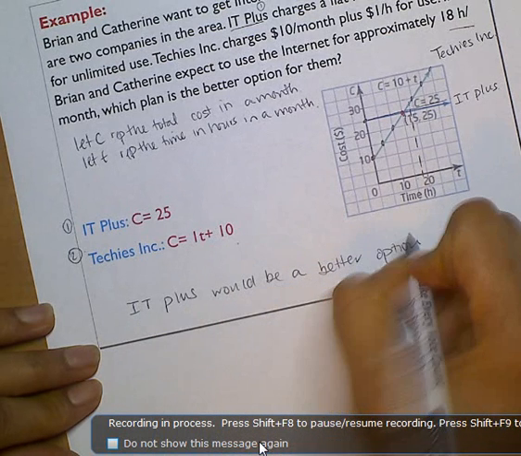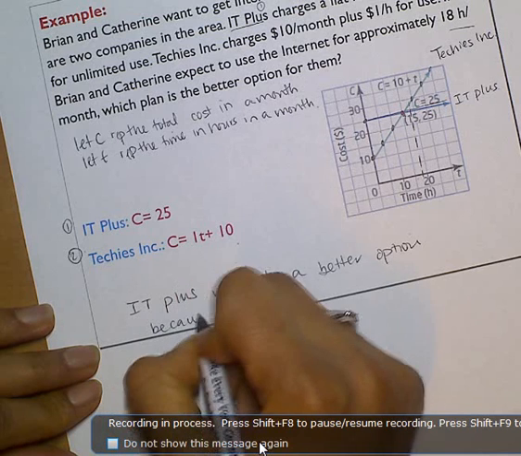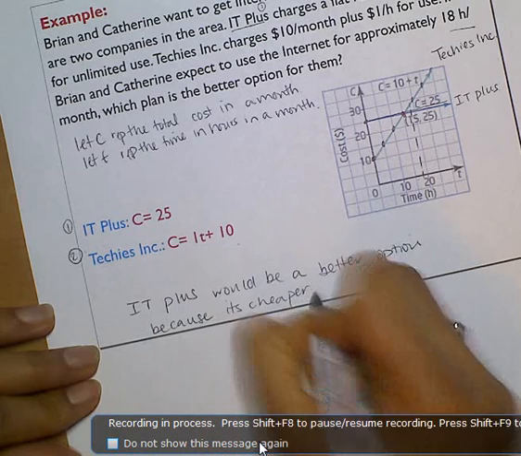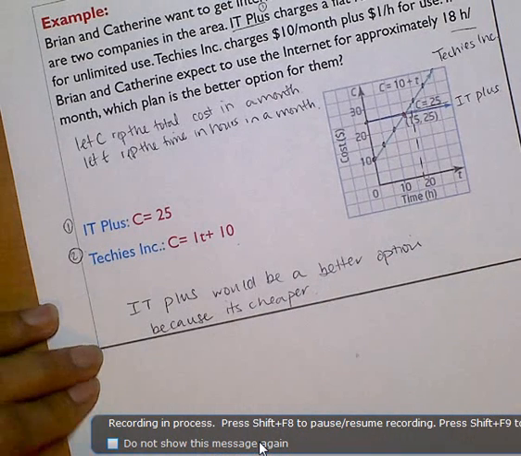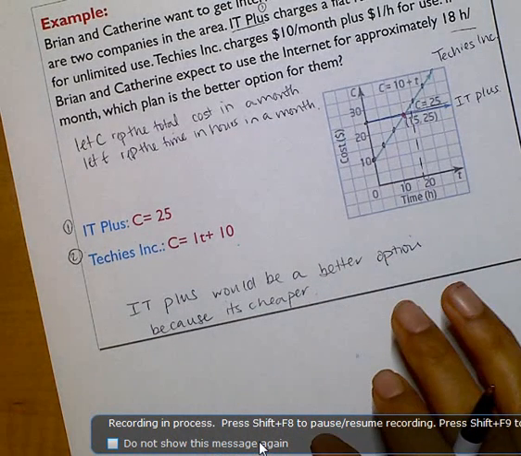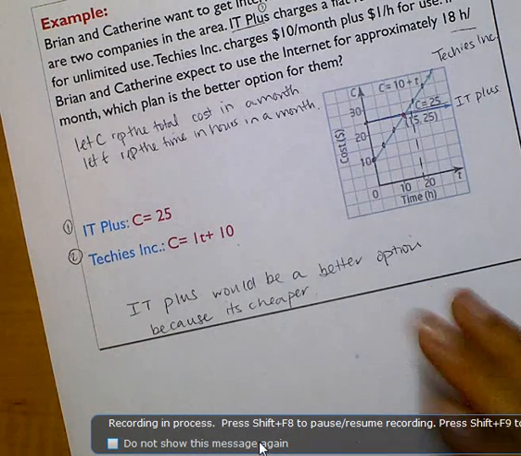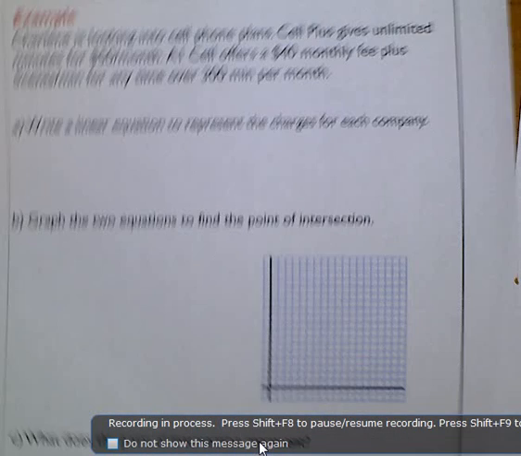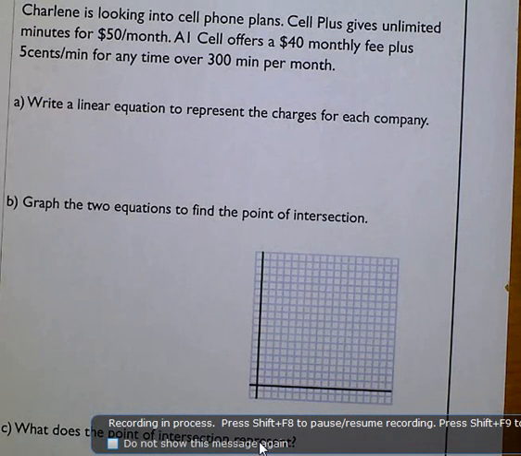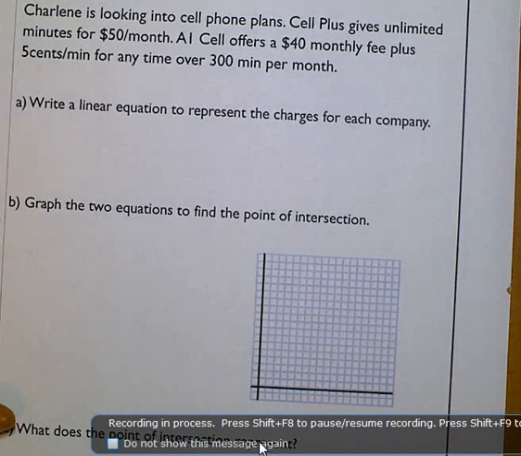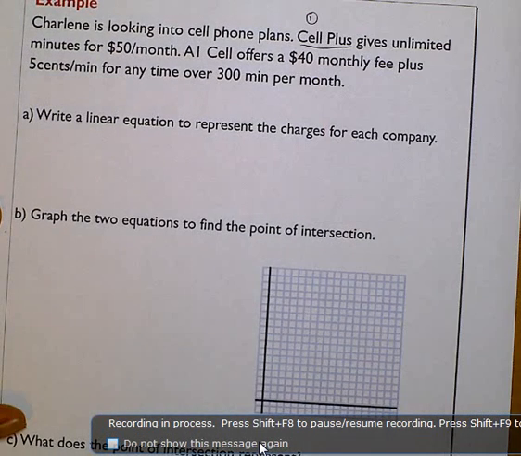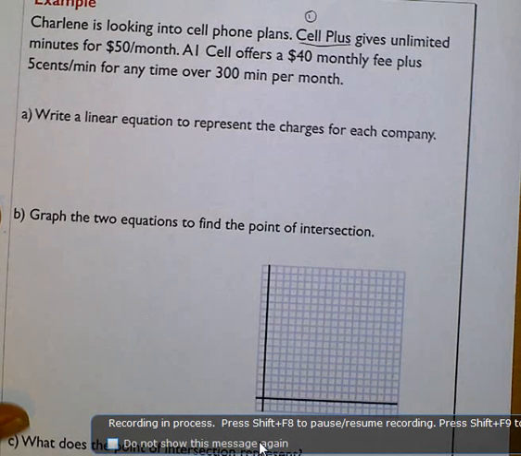It says Arlene is looking into cell phone plans. Cell Plus, the first plan, gives unlimited minutes for $50 a month. Elsa offers a $40 monthly fee, plus 5 cents per minute for any time over 300 minutes per month. There's a little condition here, so when we're setting up our equation, we have to be really sure how we're going to be incorporating 300 minutes per month.